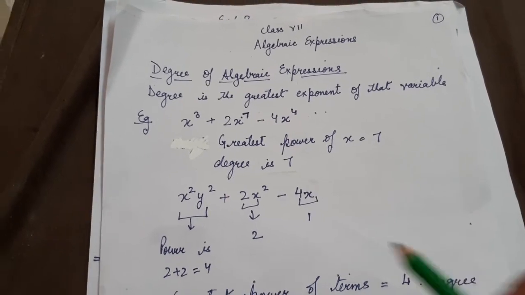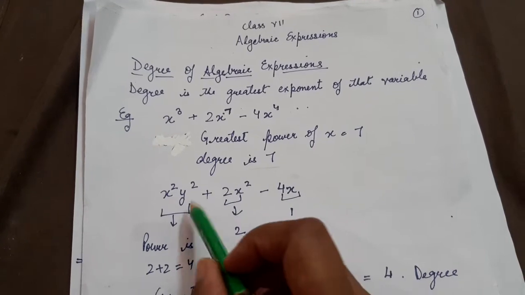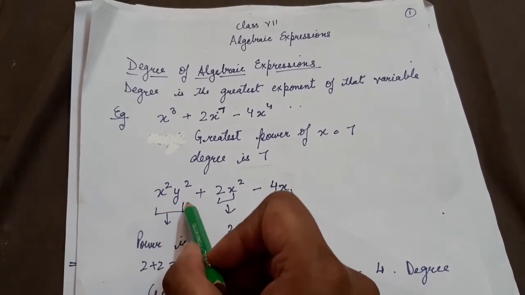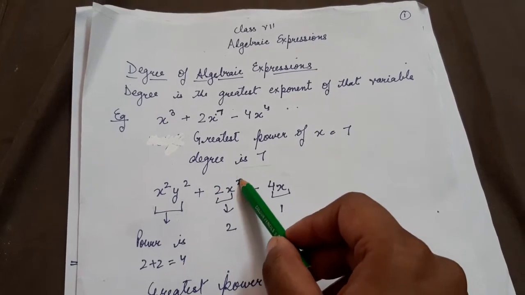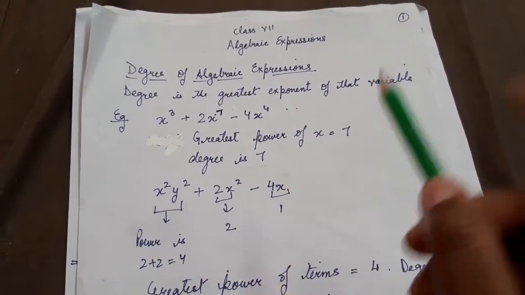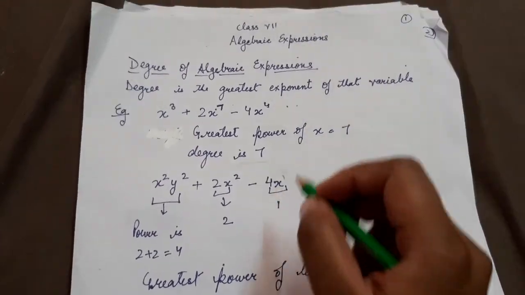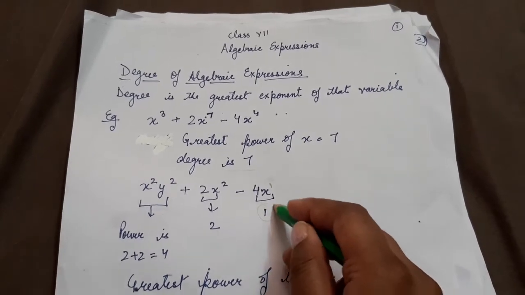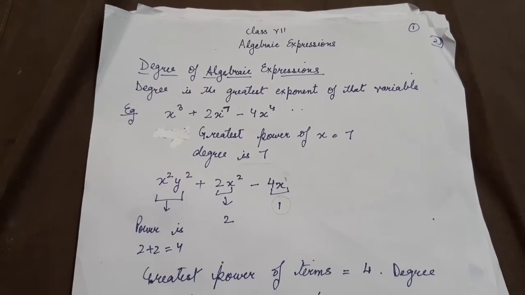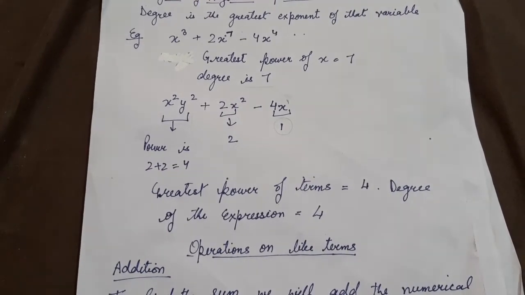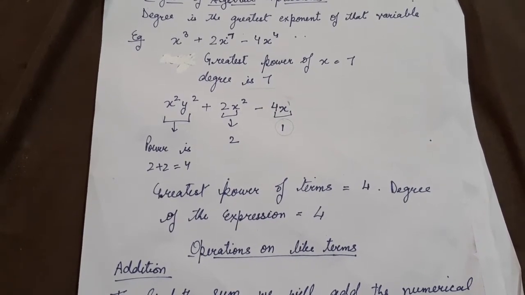Now what happens if we have two variables: x square y square plus 2x square minus 4x? Now in this case, जितने भी variables हैं, the powers will be added, like 2 plus 2 will be 4. For x, when there is no power written, that is 1, we know that. So the power of x becomes 1 here. So the greatest power of the terms here is 4. So the degree of the expression becomes 4, right? So this is the degree.